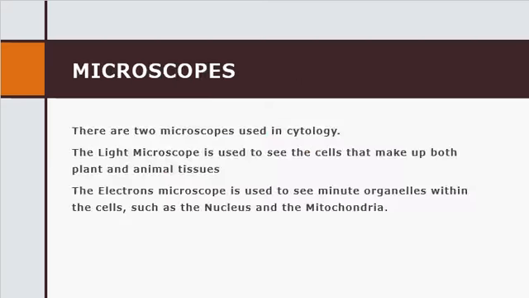Leading on from the previous episode, we only know this because we have the ability to see very small things with microscopes. When studying cells, we can use either a light microscope for seeing cells within their tissues, or an electron microscope to see organelles within the cells.